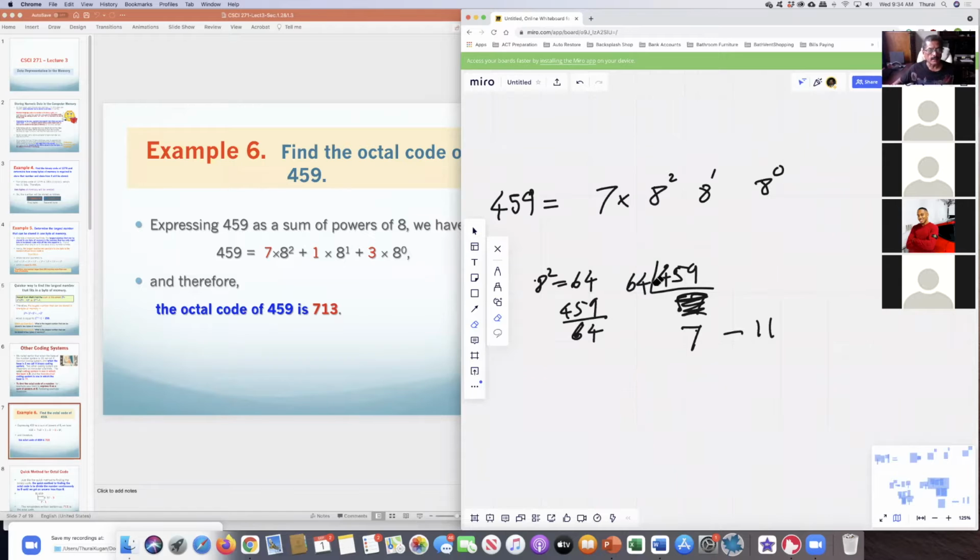Okay, so the remainder is 11. In 11, how many 8 to the 1's are there? Only 1. So plus 1 times 8 to the 1. 1 times 8 is equal to 8. In 11, how many is left? 3. So 3 times 8 to the 0, and 8 to the 0 is 1. So that's our expression.